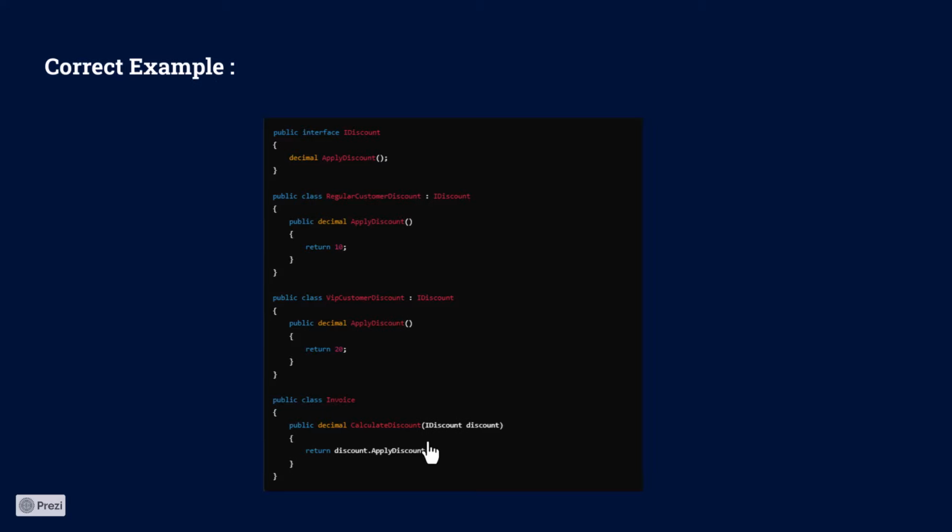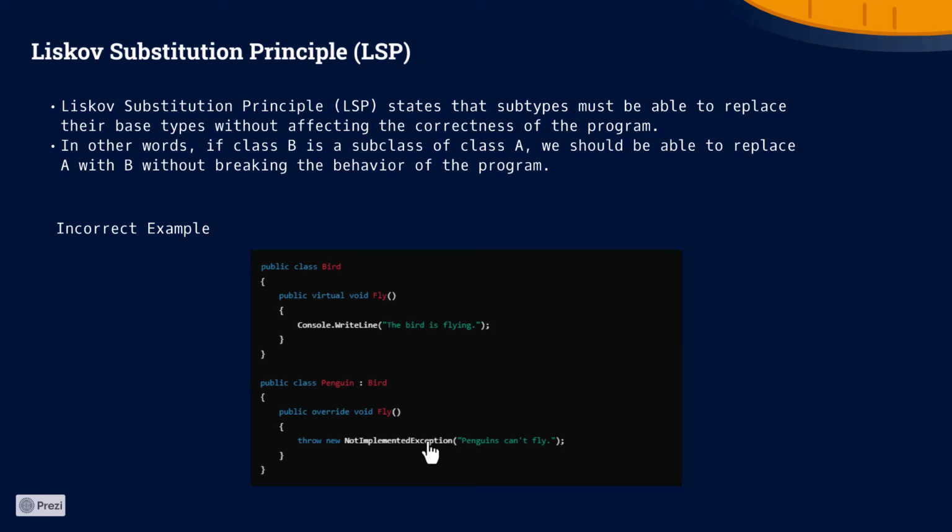Let's go ahead and continue with the next one, which is the Liskov substitution principle, or LSP. The Liskov substitution principle states that subtypes must be able to replace their base types without affecting the correctness of the program. In other words, if a class B is a subclass of a class A, we should be able to replace A with B without breaking the behavior of the program. Good. Now that we have this in mind, let's see this example.